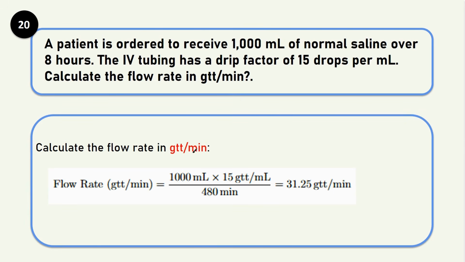So here the question is asking for the flow rate in drops per minute. The flow rate is volume multiplied by the drop factor, which is 15 drops per mL, divided by the time, which is 8 hours. If you multiply 8 hours by 60, that gives you 480 minutes, because the answer is per minute. So if you calculate, you get 31 drops per minute as the flow rate of this prescription.